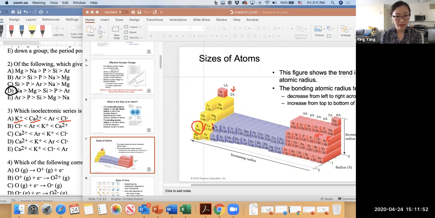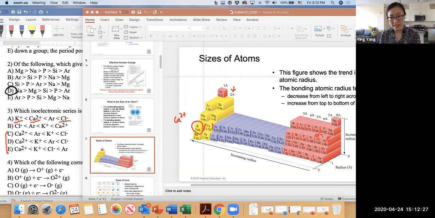And which one would have the smallest effective nuclear charge? That would be calcium over here. Wait a second, what did I say? Oh, the one that has the highest effective nuclear charge will be calcium here, and it will have the smallest size, calcium 2 plus over here. And therefore, we are going to choose from C, D, and E.